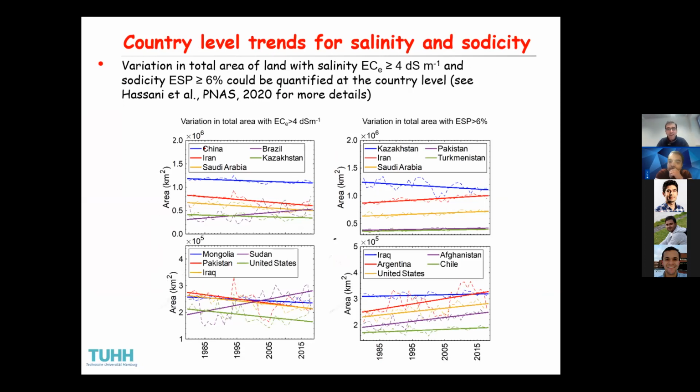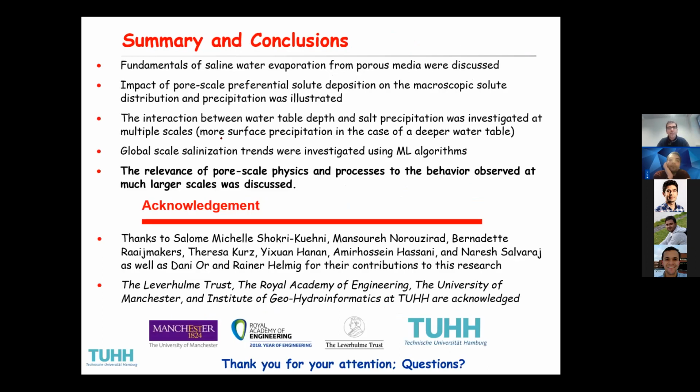The information is there. These are typical examples for a couple of countries where we see a very strong trend, actually. When we look at, for example, Iran, this is the area affected by sodicity versus time. And you see a very strong trend, or Saudi Arabia, or China, Brazil, Kazakhstan, and Sudan, and everything. So you can see how things are evolving over time, and that can provide you a lot of information for soil management and, hopefully, making policy to address this problem.